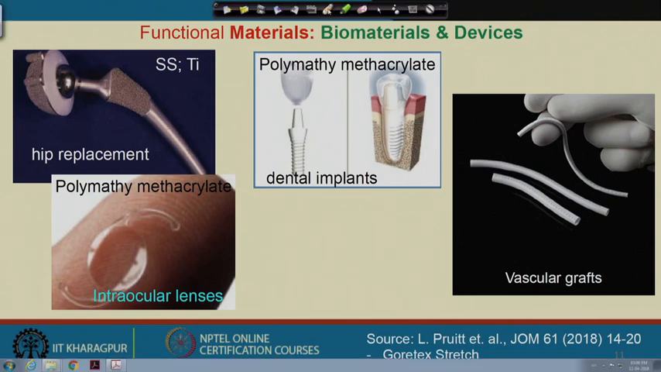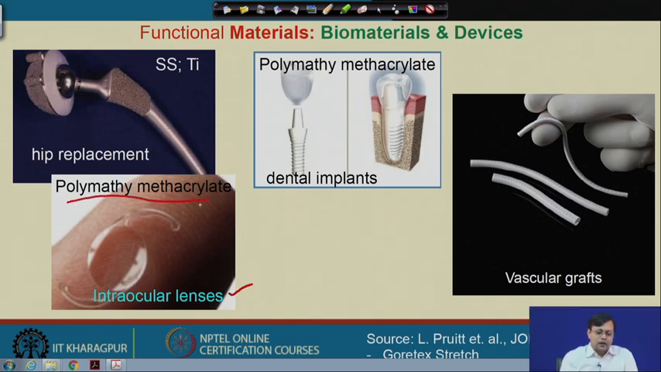You can see we often use these intraocular lenses for our eyes, and these are polymer materials, polymethyl methacrylate materials. Also for hip replacement, you may have seen this kind of replacement biomaterial, which is made out of stainless steel or titanium for these parts, and these are the parts which are usually made from ultra high molecular weight polyethylene.